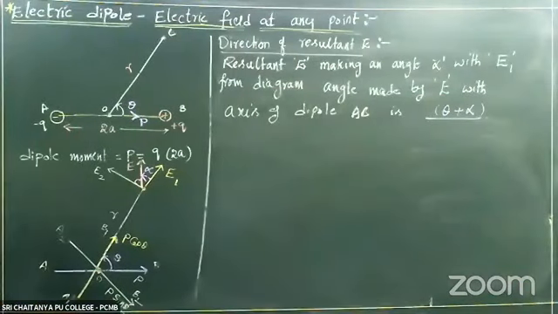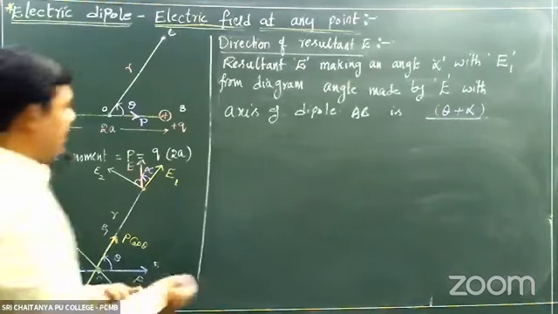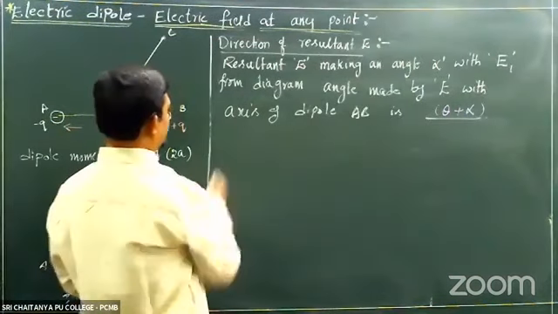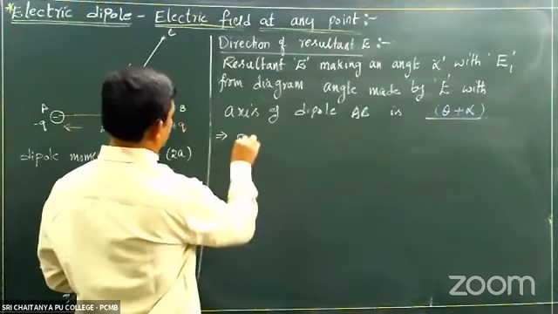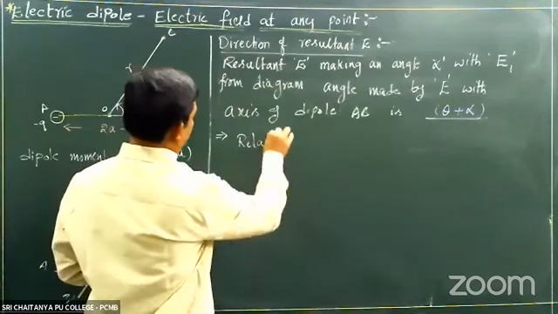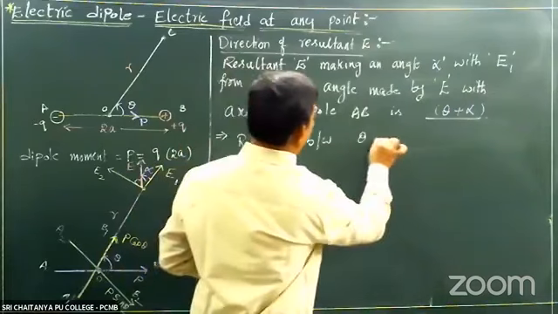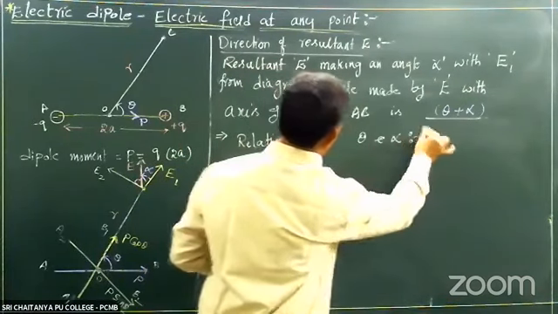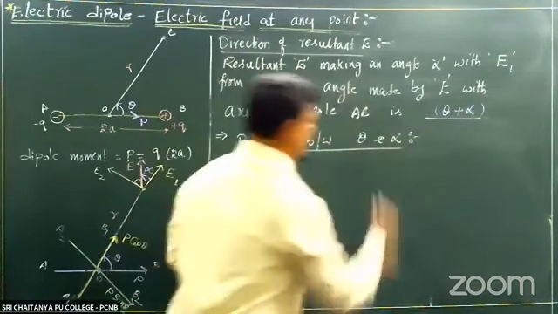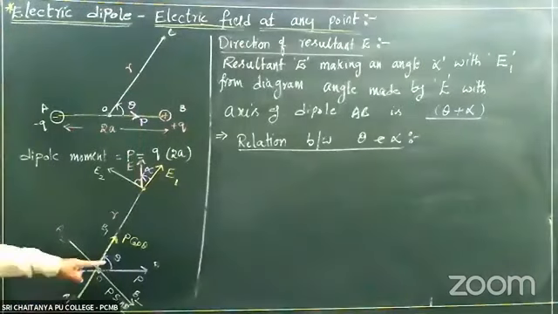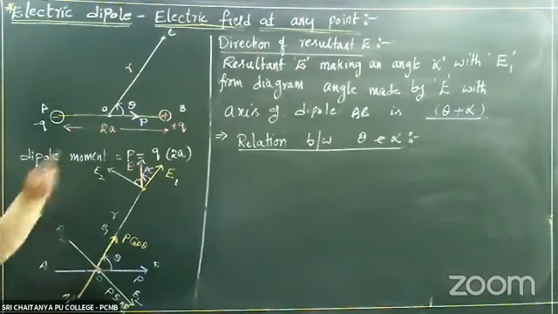Next one. What is the relation? This is also asked in previous sentence. Relation between theta and alpha. Relation between this theta and this alpha.